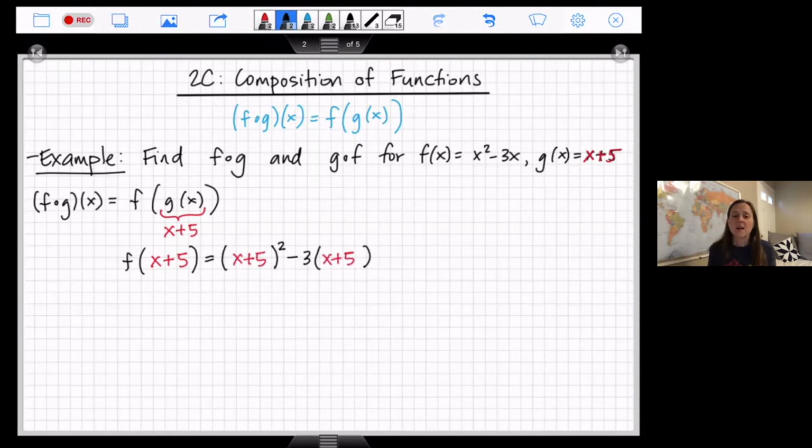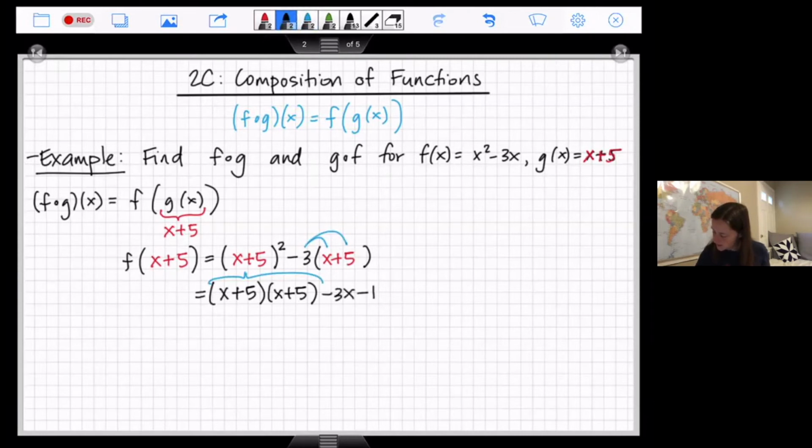And this one's got a lot of arithmetic to it to simplify. I've got a binomial that I've got to multiply out, either with the box or by foiling, however you do it. And then I'm also going to distribute this negative 3.